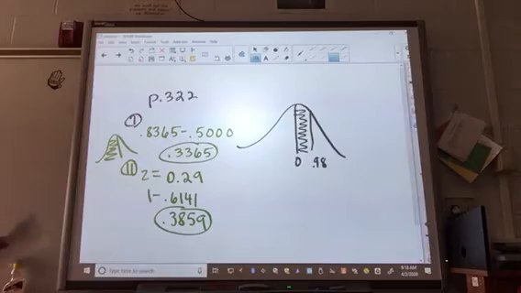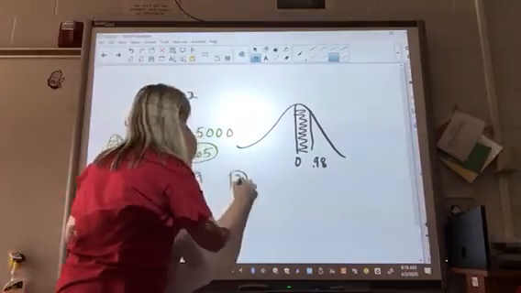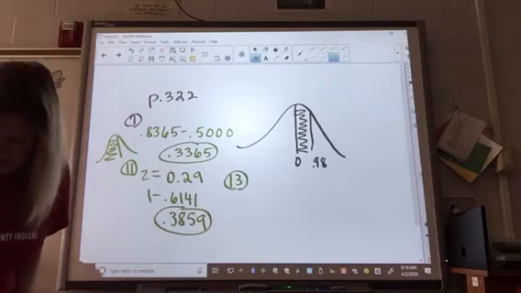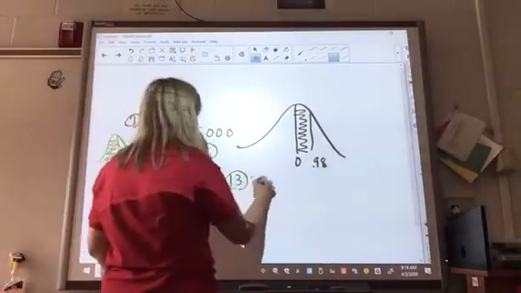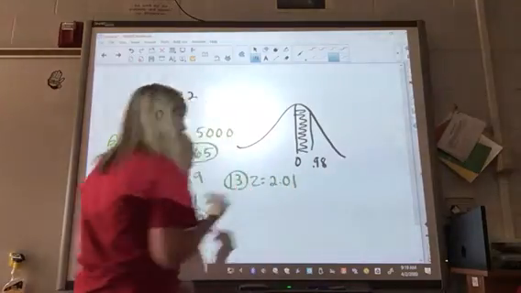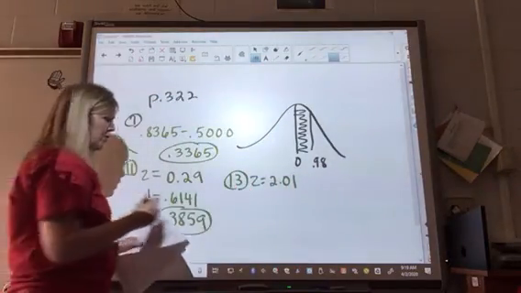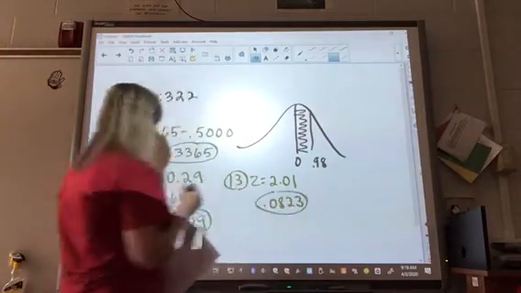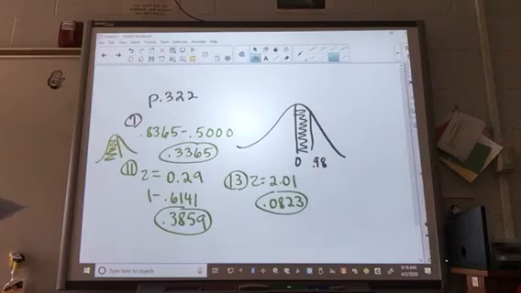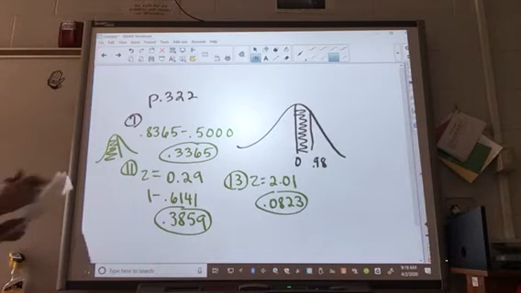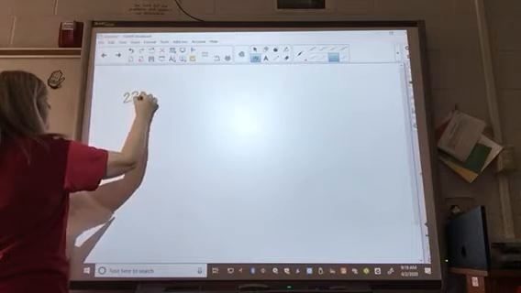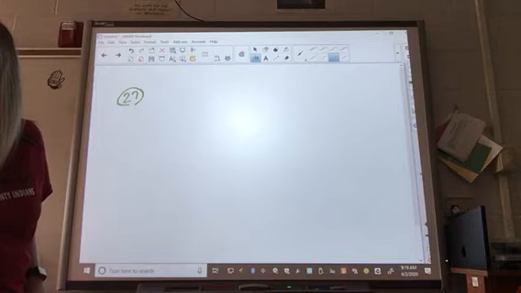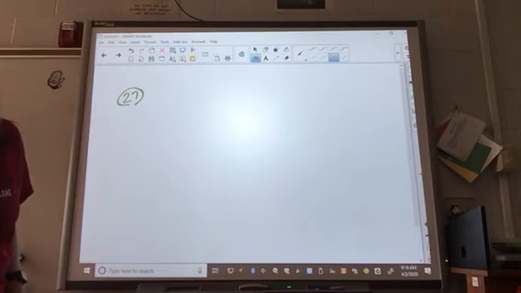Okay. 13 asks for the right of a z-score of 2.01. Okay, once I look that score up, that's my answer. Okay, there's one more kind of problem in this section. So let's look at 27. Twenty-seven says find the probabilities for each using the standard normal.